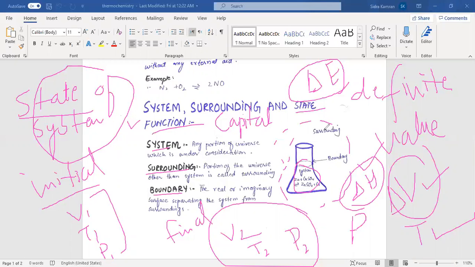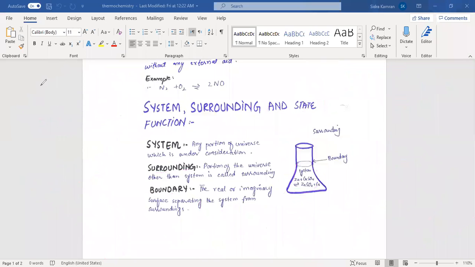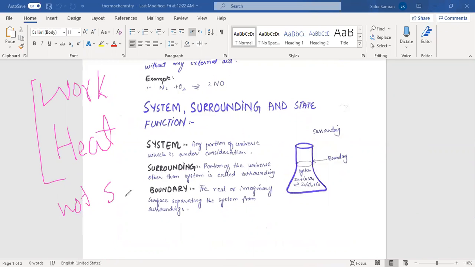Work and heat, these two terms are not state functions. We will talk about work and heat in this whole chapter. In thermochemistry, work and heat are not state functions. They depend upon the path. Work depends upon the path and heat depends upon the path. So remember this: work and heat are not state functions.